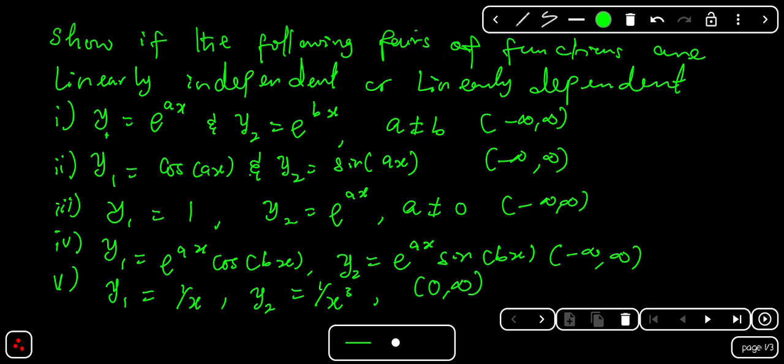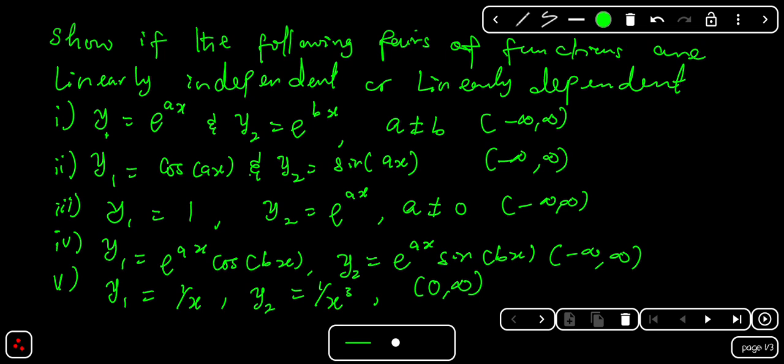We have the third question, y1 is equal to a constant function which is 1 and y2 equals e raised to the power of ax, where a is not equal to 0, on the interval negative infinity to positive infinity. We have the fourth question, y1 equals e raised to the power of ax multiplied by cos bx and y2 equals e raised to the power of ax multiplied by sin bx, over the interval negative infinity, positive infinity.